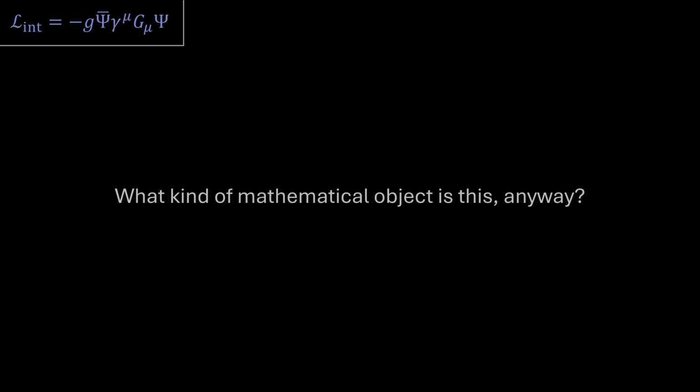Now, let's go ahead and examine the interaction term from a purely algebraic perspective. Like, let's say we're putting on our mathematician hats, and we're not even thinking about the physics necessarily. We just want to know what kind of an object is this negative g psi bar gamma mu G mu psi. Well, when you think about it, one of the things that makes this a tricky expression to parse is that the gamma matrices pertain to the spin indices of our particles, whereas our gauge field pertains to the color indices.